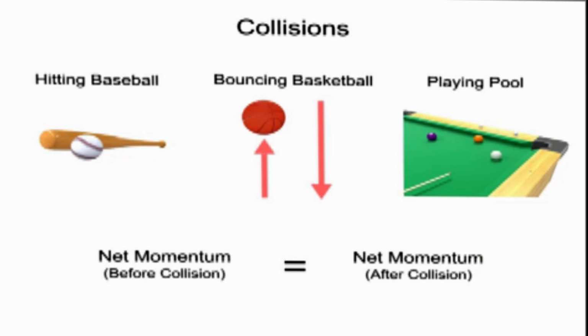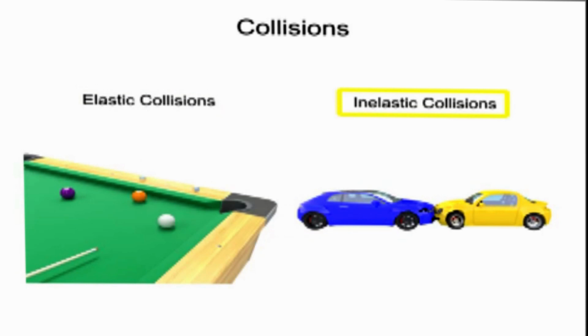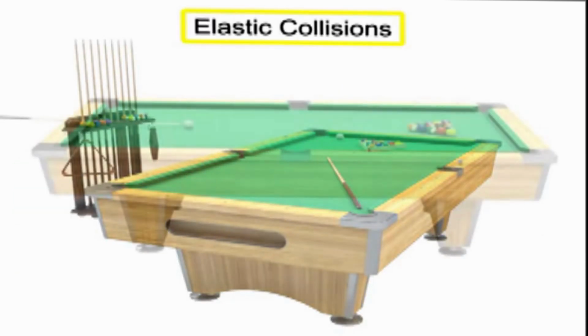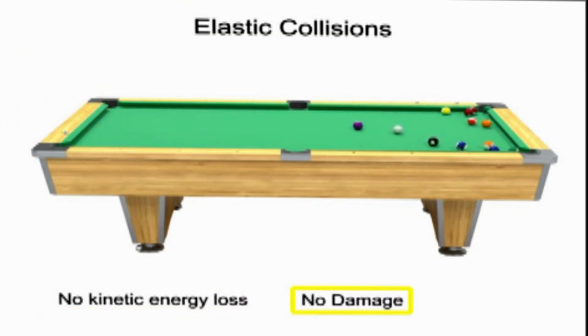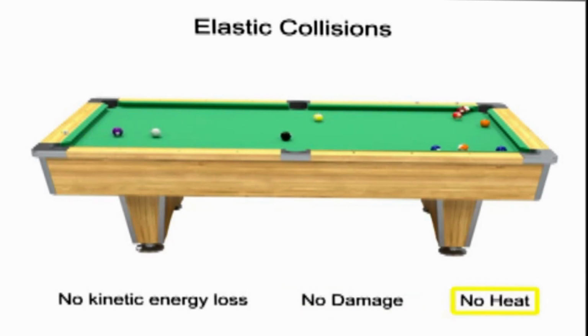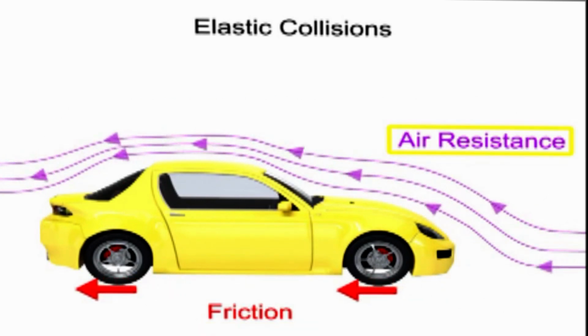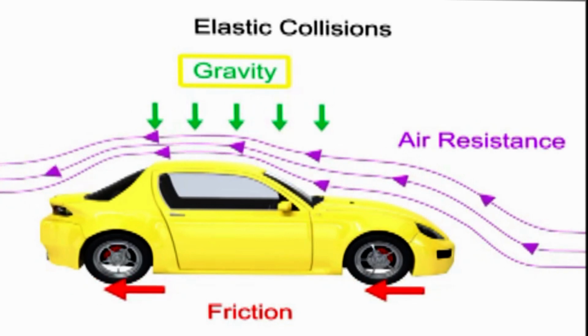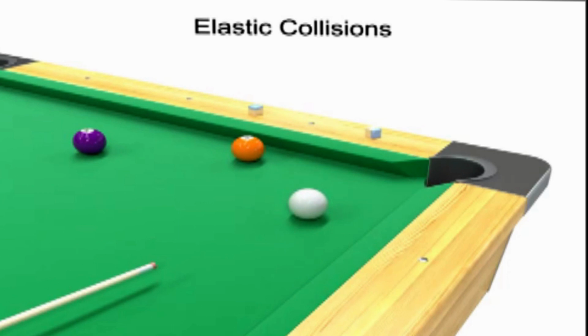There are two types of collision: elastic collisions and inelastic collisions. An elastic collision is defined as one in which no kinetic energy is lost, no damage is done to the objects involved, and there is no generation of heat. In the real world, no collision is perfectly elastic because so many other forces come into play, like friction, air resistance, and gravity. However, the game of pool offers a fairly good elastic representation.